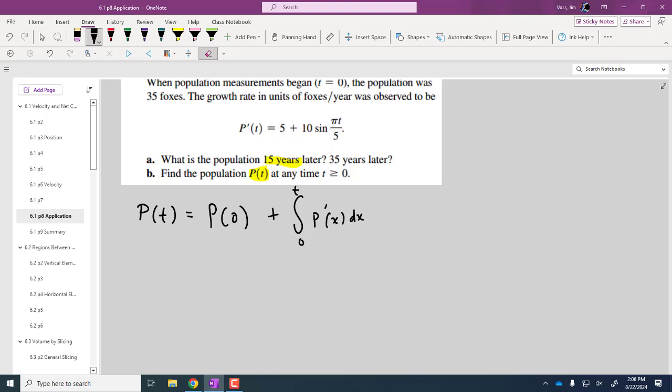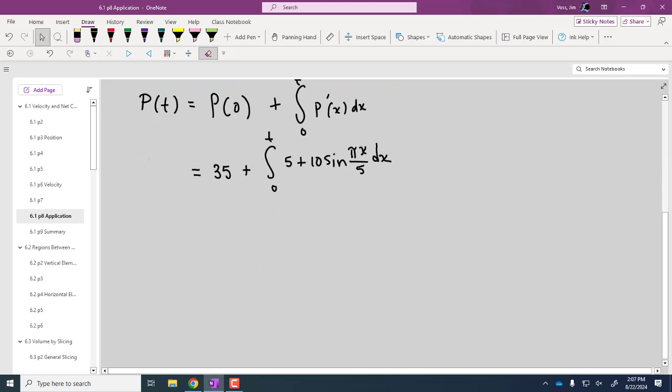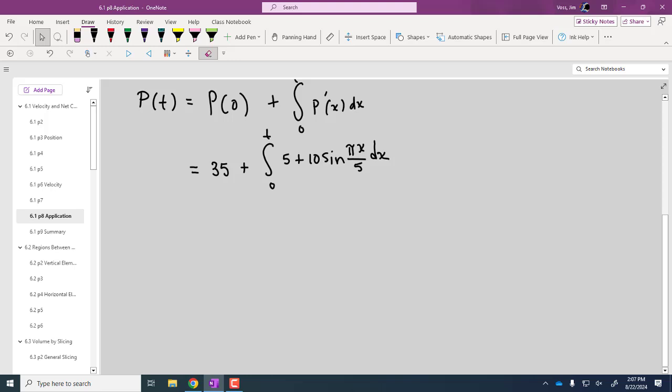Okay, so that's our generic formula. That's our setup. So P of 0, we were told at time 0 we have 35 boxes. So we're just going to plug this stuff in that we know. So we're going to have 35 plus the integral from 0 to t. And here's where we're going to plug in our derivative function. We need to use a letter other than t, so we'll be using x. So there is our setup.